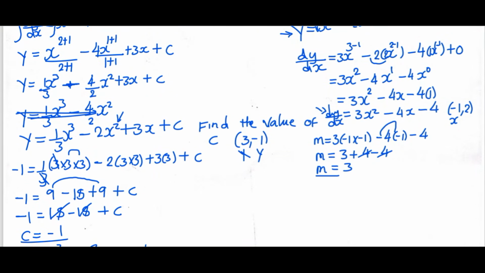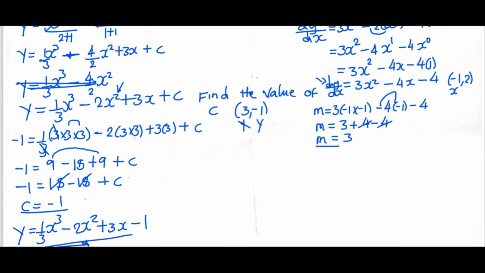Now remember, at the point of contact, the gradient that we have solved is the gradient of the curve. At the point of contact, the gradient of the curve is equal to the gradient of the tangent. So the gradient of the tangent is also equal to 3. If the gradient of the tangent is equal to 3, then what is the gradient of the normal? Let's look at the relationship between them. If this is our tangent, what is the relationship between the tangent and the normal?